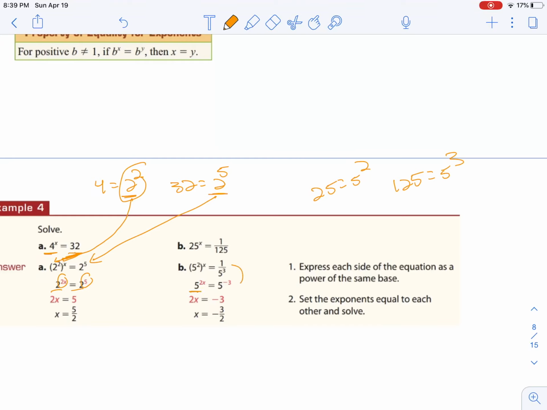But you remember we've done this before as well. If it's in the denominator, then in order to move it up to the numerator, you have to make it negative. We change the sign. So 5 to the 2x equals 5 to the negative 3. So 2x equals negative 3, x equals negative 3/2.